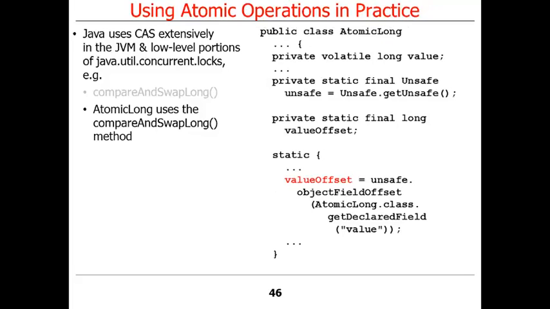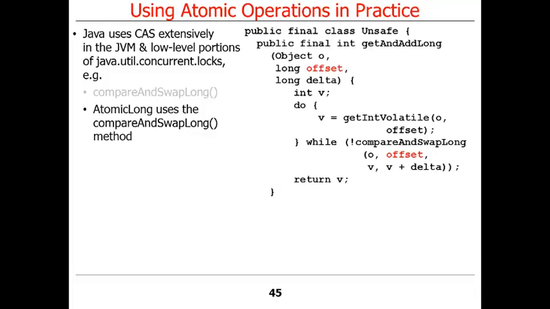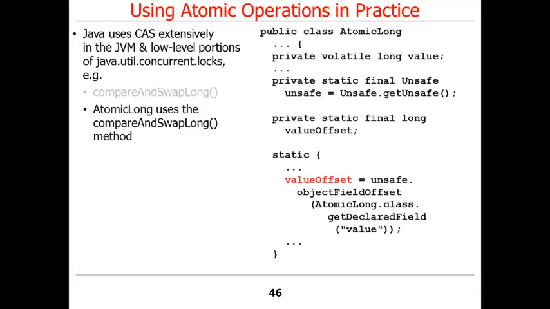Okay, here's how the value offset gets set. If you take a look at AtomicLong, it actually uses Java reflection, and it looks up inside this class and finds the offset of the field with the name value. It stashes that away, and that's what gets added when it calls the offset here. Again, that's super low-level stuff, but it's kind of cool to see how it works.